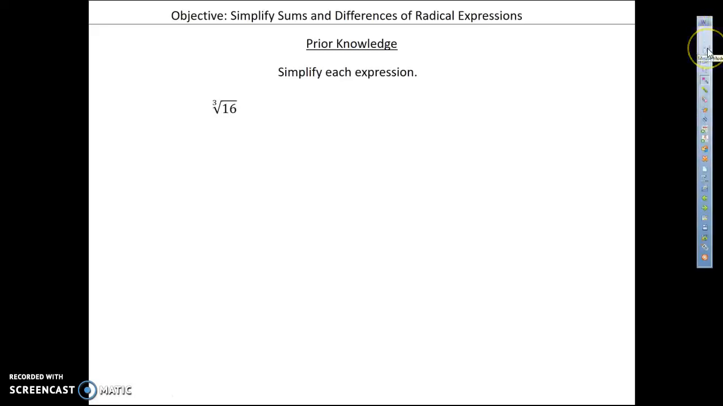Hello and welcome to this video on simplifying sums and differences of radical expressions. Today we are going to look at radical expressions and we're going to be adding and subtracting them. Just kind of recapping your knowledge on radical expressions.